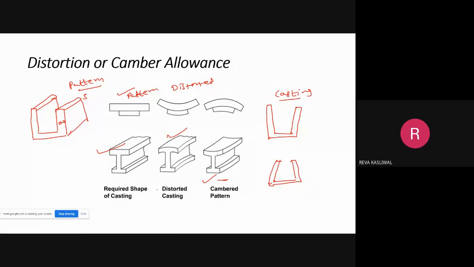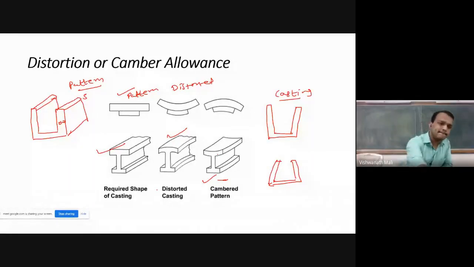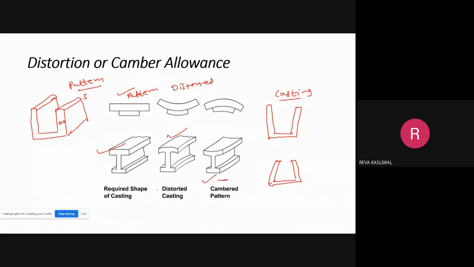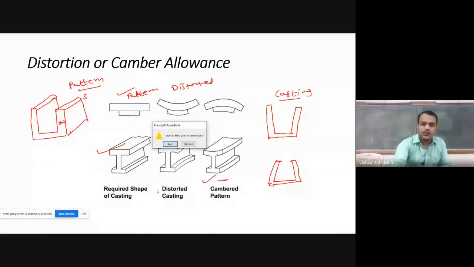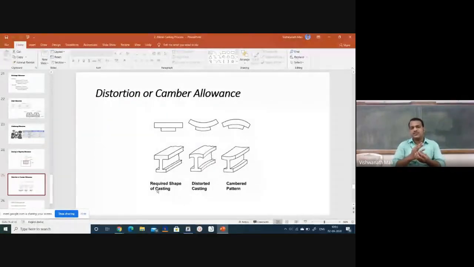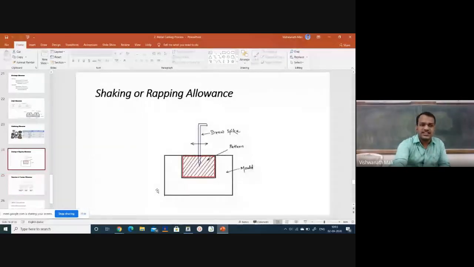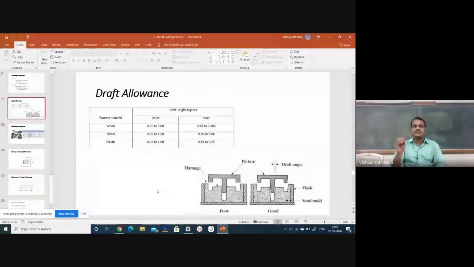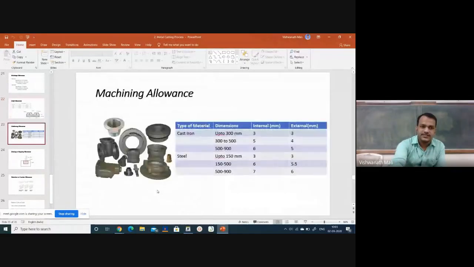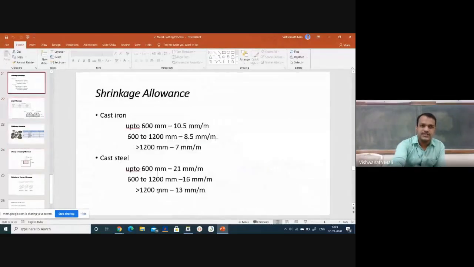Any doubt in this? Excuse me, sir. Yes. Sir, in the shrinkage allowance, you have written that it is positive. But for the internal circle, it decreases. So how is it positive? Positive is generally what we give. It increases the dimension. That's why we have given it. Sir, but it decreases as well. Yes, it decreases as well in the internal case, but we give the positive.